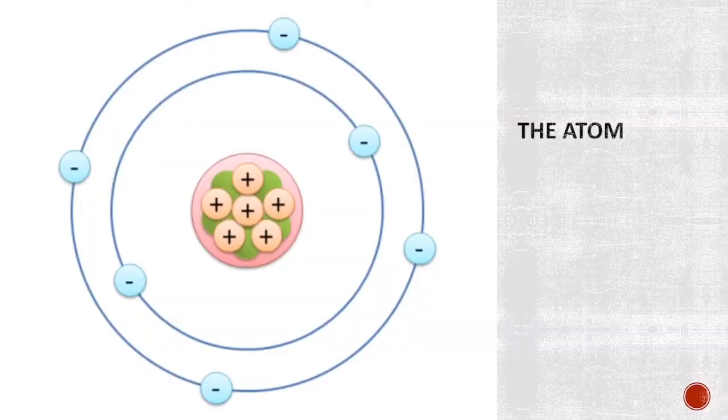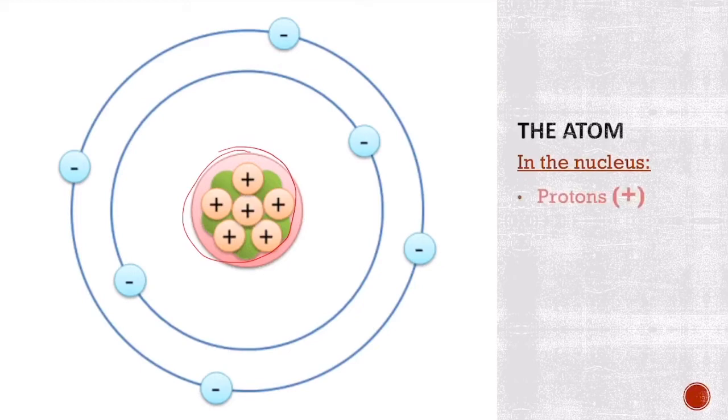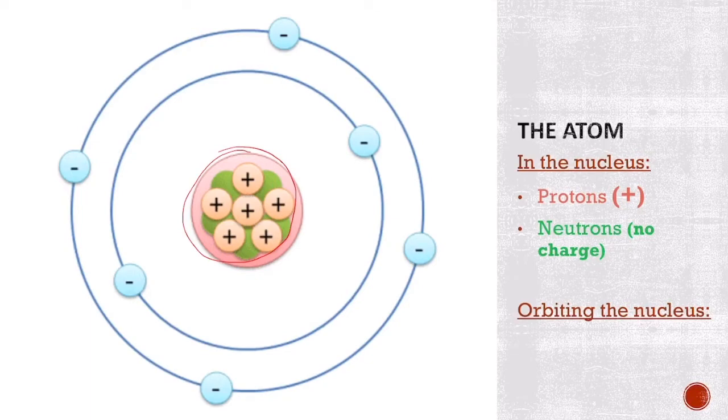And so the first thing that we're going to review is just the structure of an atom. In the nucleus, which is this central area right here, we have protons that contain a positive charge, neutrons that have no charge, and then outside the nucleus, orbiting the nucleus, we've got electrons that have a negative charge.